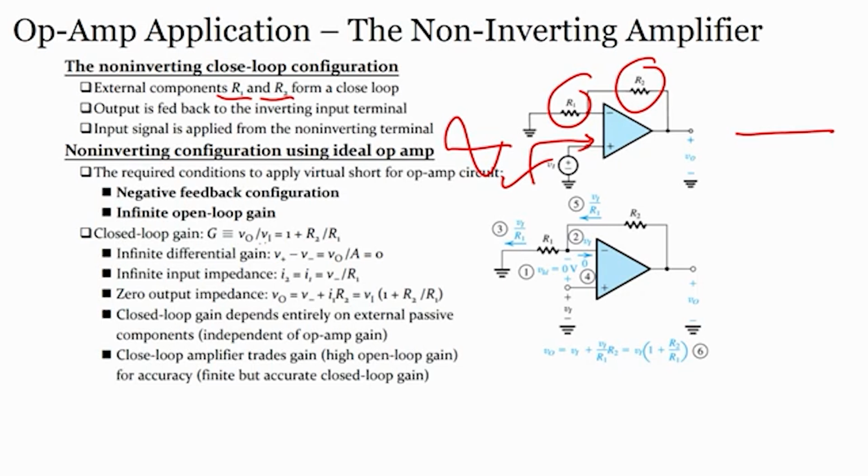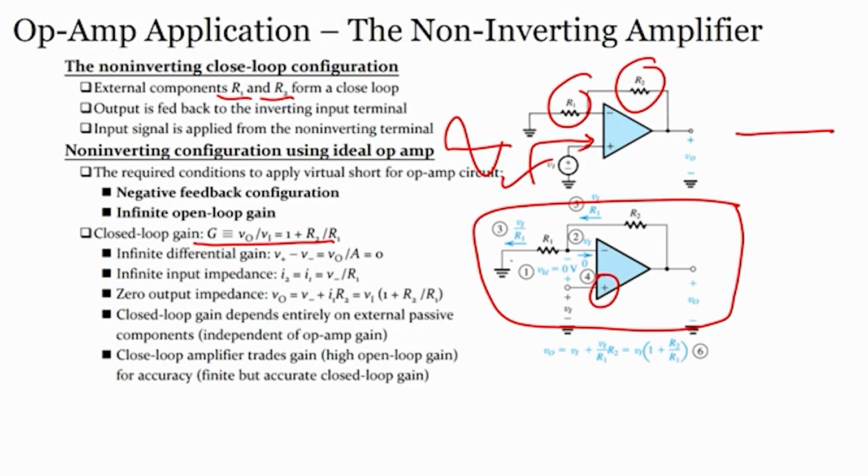Now, what is the closed loop gain? The closed loop gain formula we have seen is nothing but 1 plus R2 by R1. If you see this particular circuit, the input is given to the non-inverting terminal, and if you calculate the current, then V1 by R1 is flowing towards this side, and the differential voltage is 0 volt.